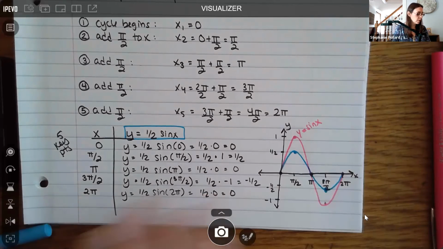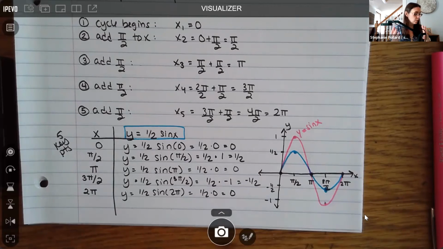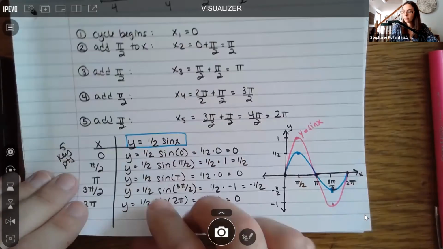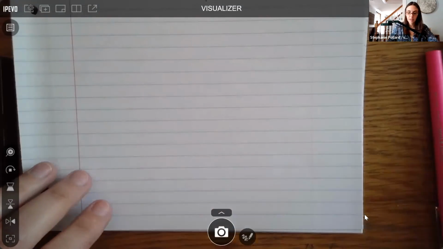I will show you some examples where it gets more complicated though, so we do have to be a little bit more careful there as well. All right, so let's do another one.